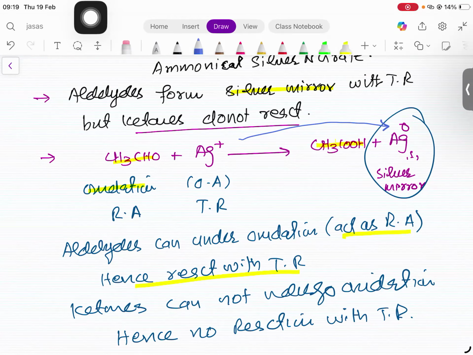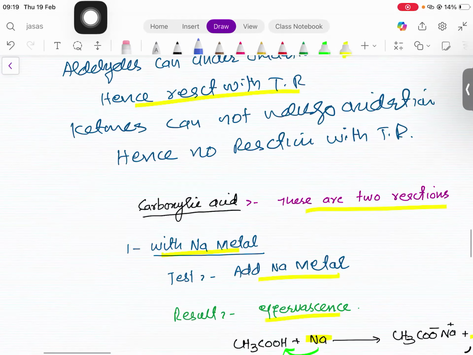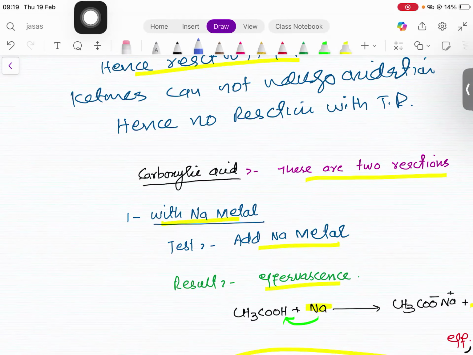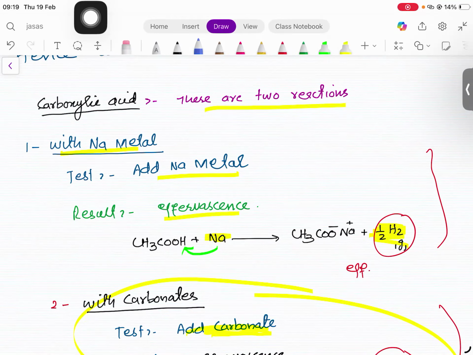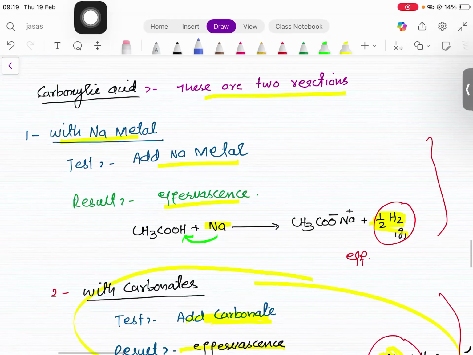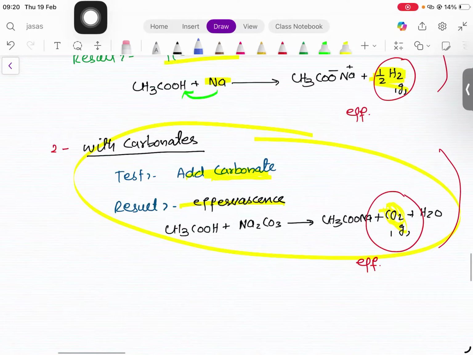Next, the carboxylic acid test, I think I told you. There are two tests used to identify it. One is with Na metal. Putting Na metal will give effervescence of hydrogen gas. That is also common with alcohols. But the difference is the carbonate. If you add a carbonate, the result is effervescence. That is the only one specific to carboxylic acids, right?